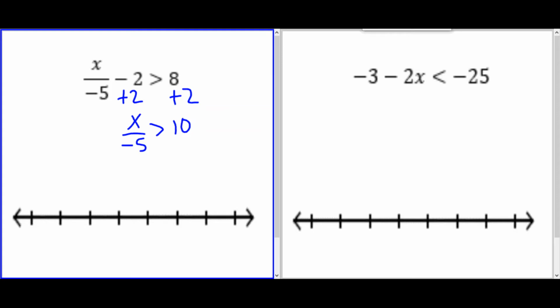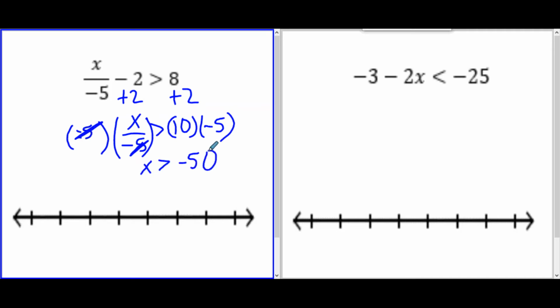Next, multiply both sides by negative 5, so that this and this cancel. So I get x is bigger than negative 50, but wait, I multiplied both sides by a negative, so the sign should change. So let's say x is less than negative 50.